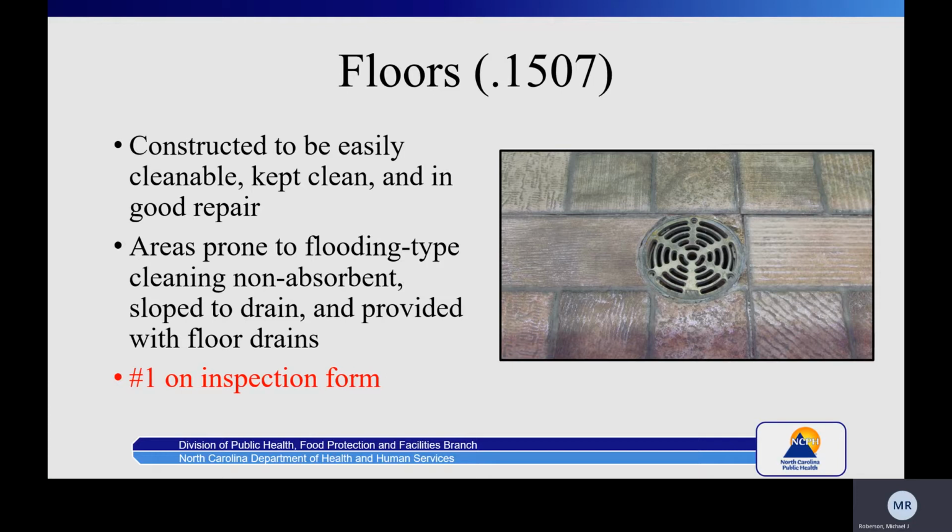So typical repair issues you're going to see for flooring would be in cells or cell blocks. You're going to see damaged flooring in bath and shower areas. You may see damaged flooring in the kitchen or auxiliary areas such as storage rooms, laundry rooms, and things like that. Typical cleaning issues you're going to see would be in a lot of the same areas like the cells and the restroom areas. So keep that in mind as you're going through. And any issues that you see with floors under 1507, you would cite under number 1 on the inspection form.